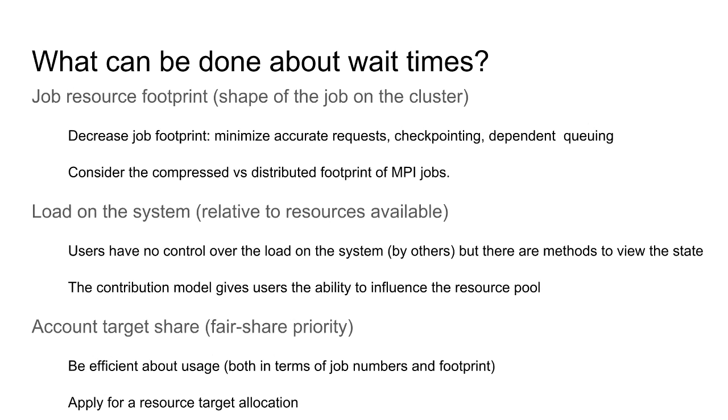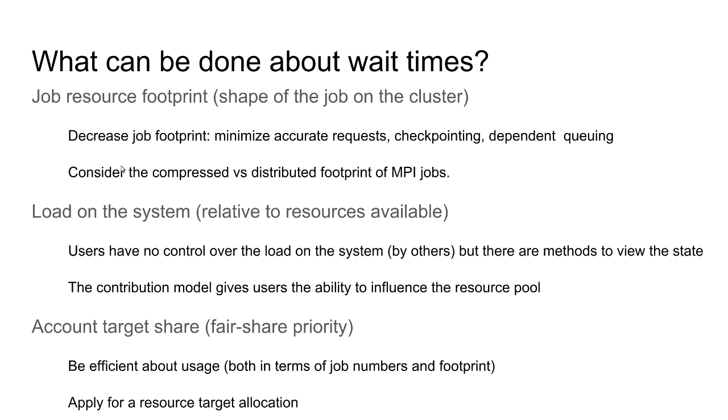So what else can be done? So the job resource throughput. This is always the case, regardless of how the system is configured. So decreasing the job footprint, minimize accurate requests, do checkpointing. If you're running very large jobs, very long runtime jobs, the amount of resources those can run on is diminished. So making jobs run in a shorter amount of time is beneficial. And even if the job has to run for a long time, what you can do is break it up into checkpointing pieces, and then use dependent queuing so that the job runs nicely in sequence.